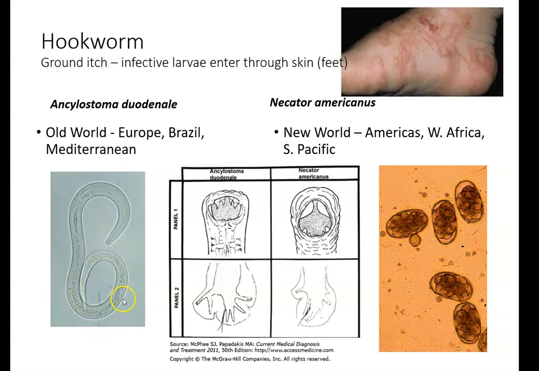And then at the other end, where the reproductive organs are, you'll see two different morphologies. But for the most part, this is what we look for. The buccal cavity, this is what we see at the mouth. But probably 90% of the time we don't see worms anyway, but we find this.